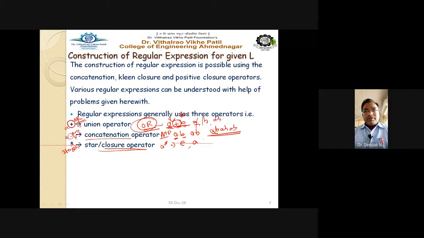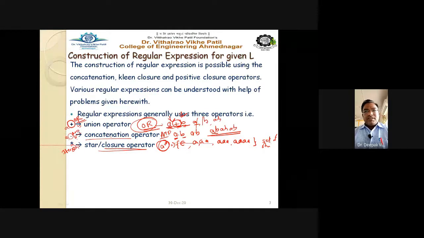Two occurrences of A means you write A, comma, AA. Three occurrences is AAA, four occurrences is AAAA, and so on. This is the set of strings of this particular regular expression A star.